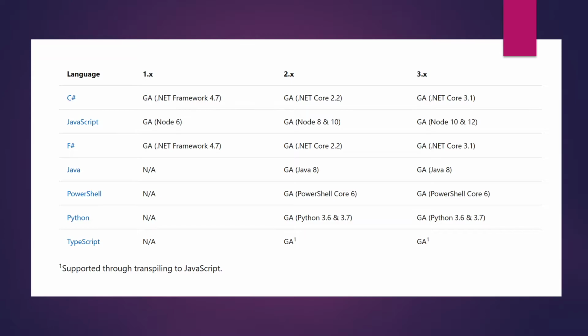For F Sharp, yes, GA availability, you have .NET Framework 4.7, but then from 2, you have .NET Core 2.2, and then 3, Functions Runtime version 3 uses .NET Core 3.1. So you need to be mindful of these requirements.